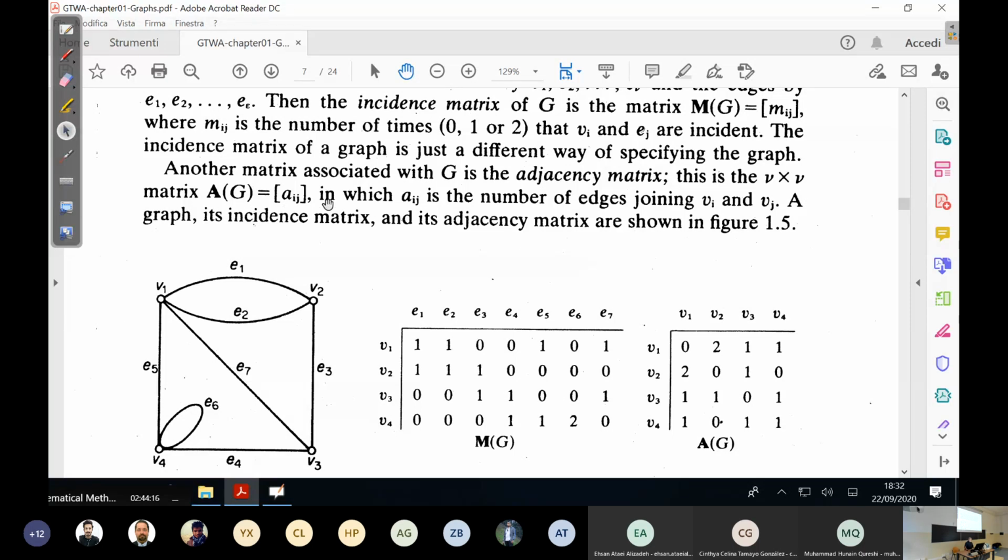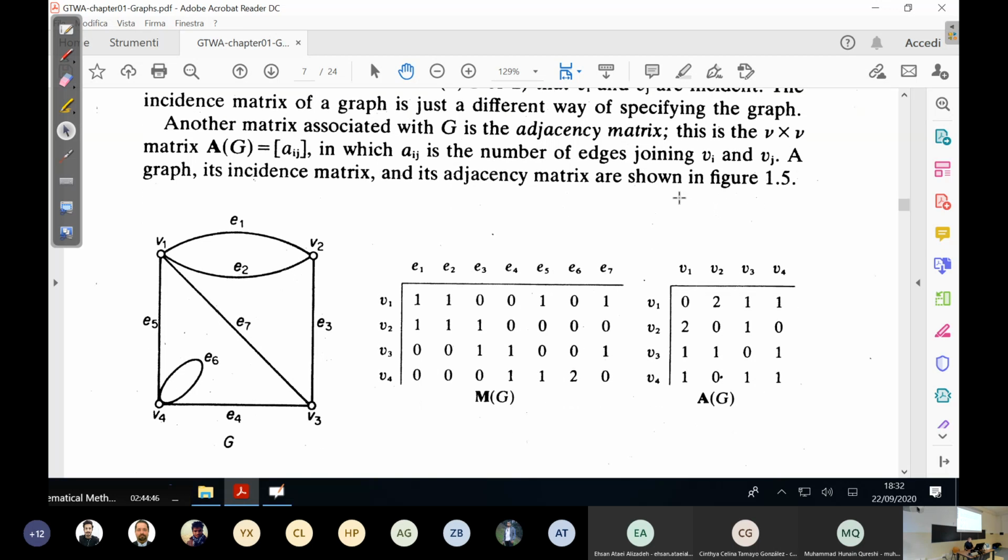A of G, given by elements A_ij, in which A_ij is the number of edges joining Vi and Vj. Is that so difficult to say? Why should I once more reject many students for not being able to give me such a definition? And now we can look at examples, of course, in which we see what?